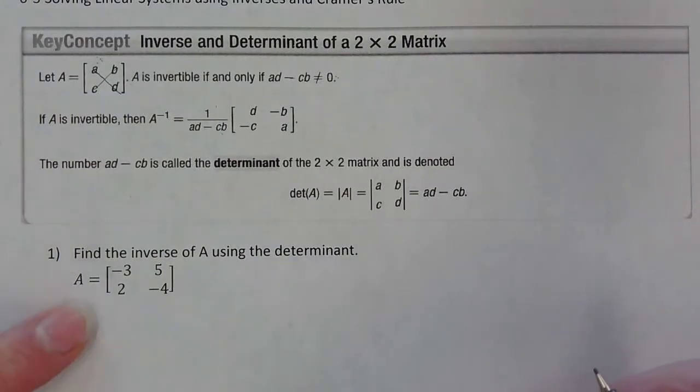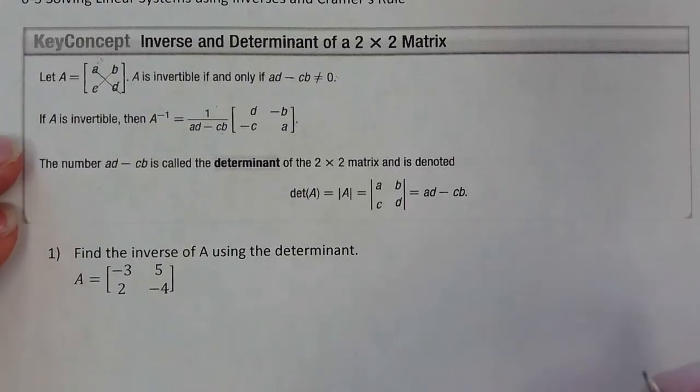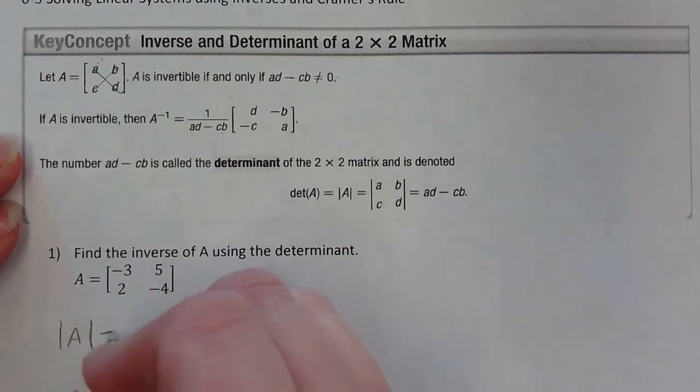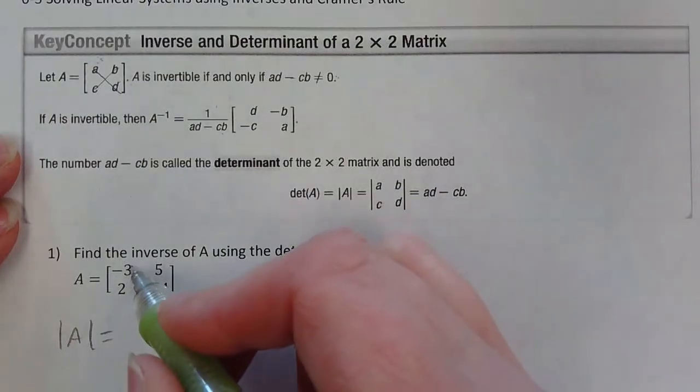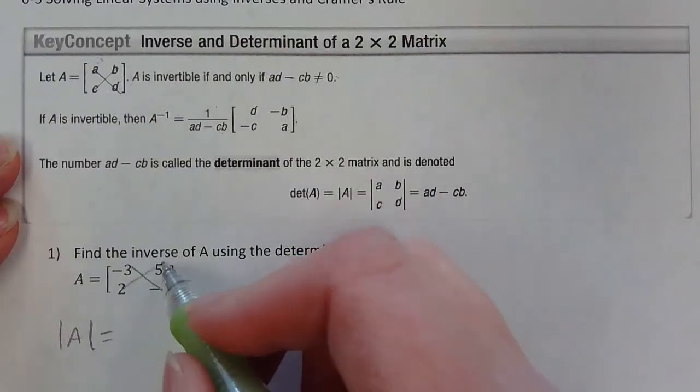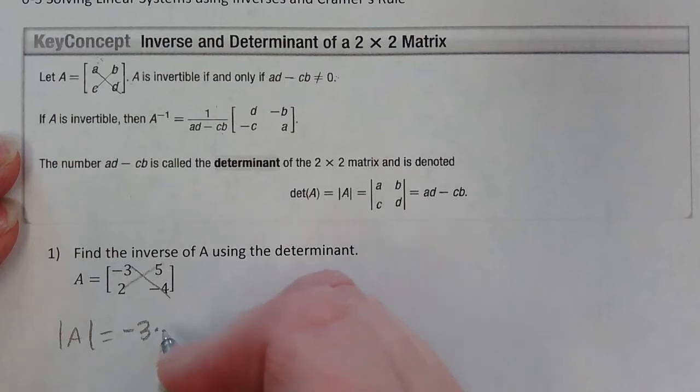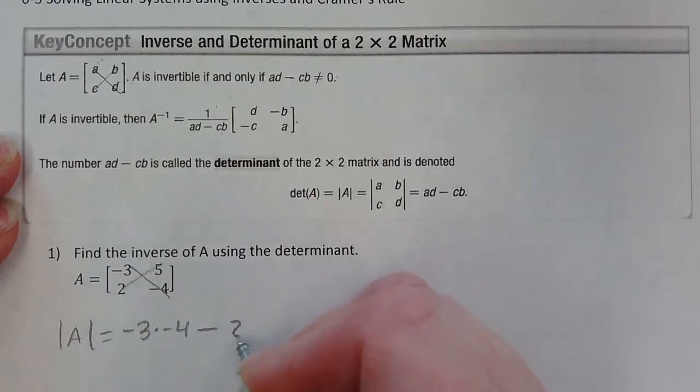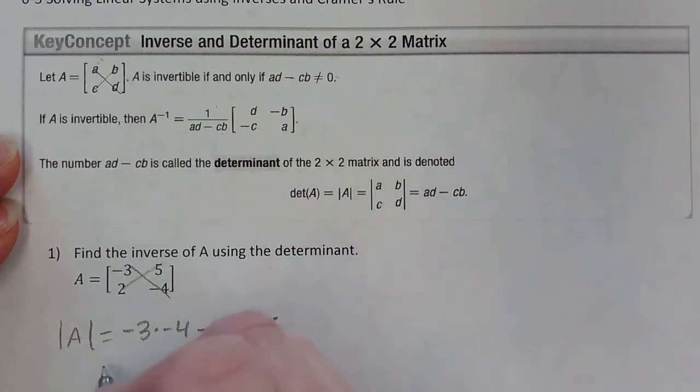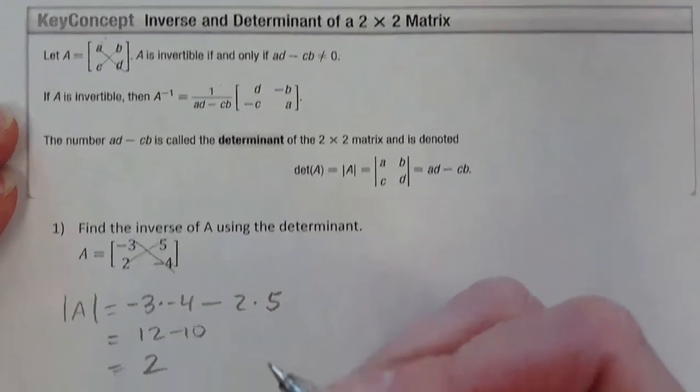So in number 1, our first step is going to be finding the inverse using the determinant. So first step is to find the determinant. And we're pretty good at that from yesterday. So we're going to multiply, subtract, multiply. So -3 times -4 minus 2 times 5. So this part's review. So 12 minus 10 gives us 2.